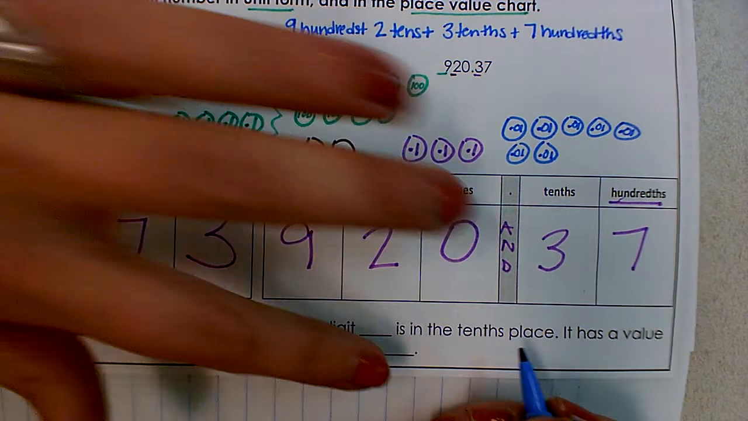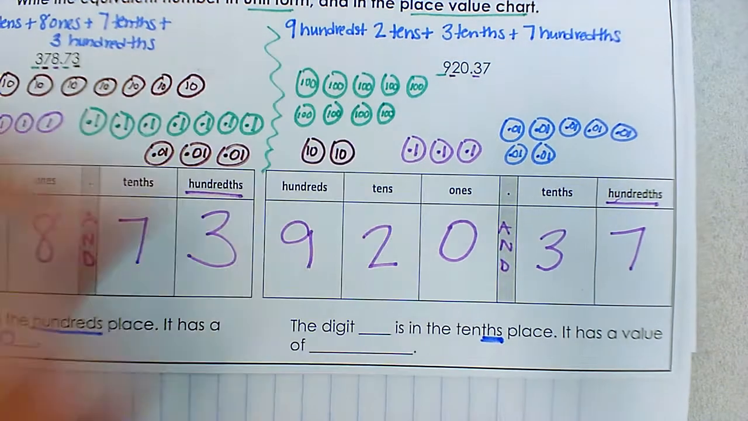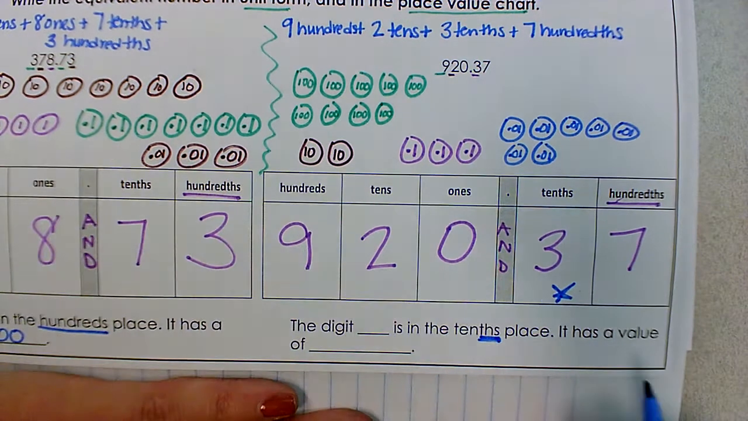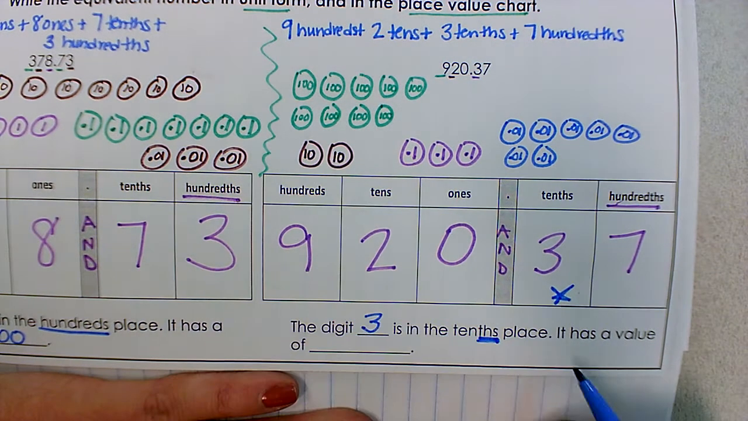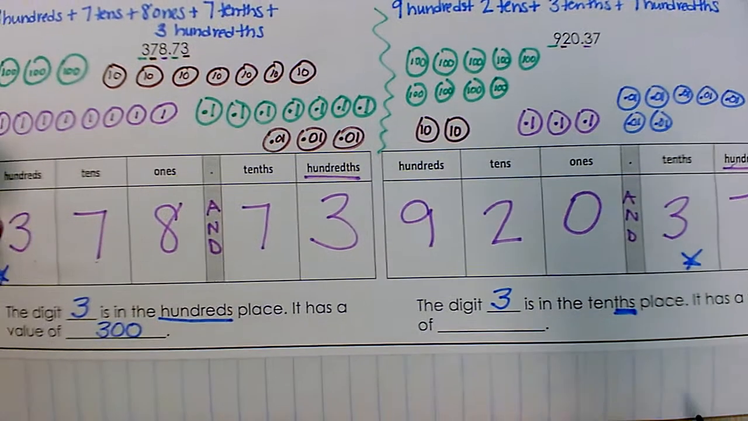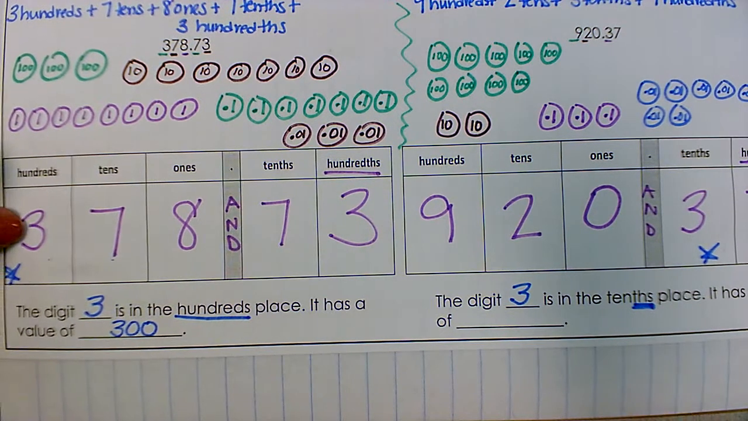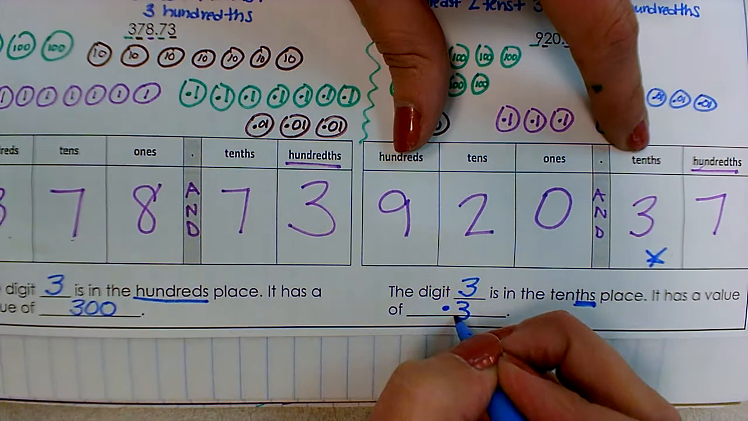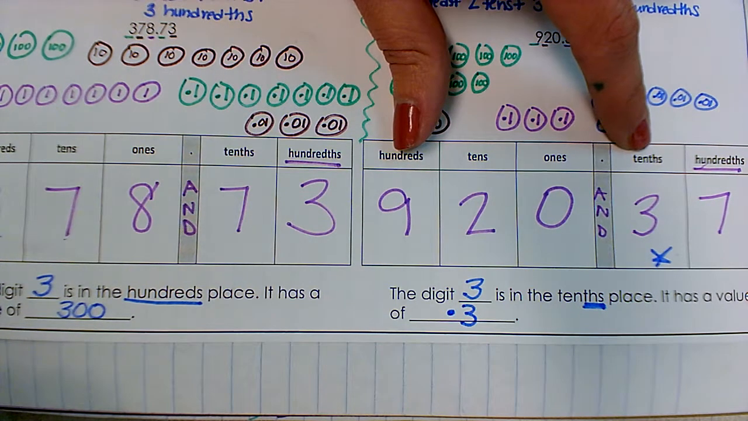So if I have the digit that's in the tenths, I'm going to underline that TH to remind me I'm checking out the decimal. Which digit is there is a 3. It has a value of, remember over here my 3 had a value of 300. This time my 3 is going to have a value of 3 tenths.